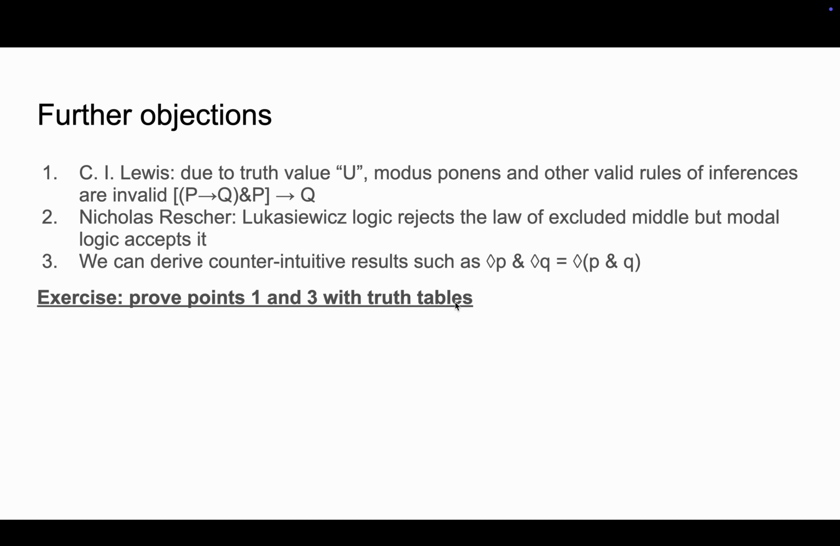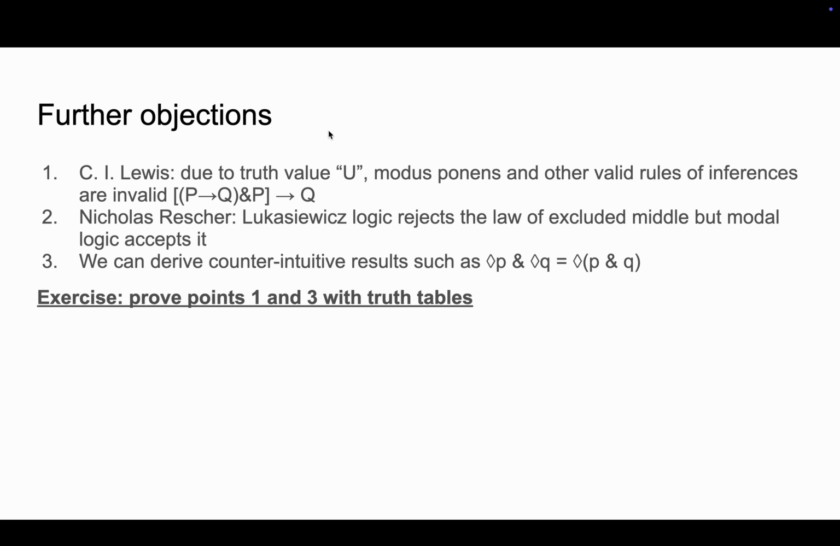Another thing is that you can derive very counterintuitive results, as I've mentioned, as a result of the unknown. Again, the proof is an exercise. I will display the answers after. For this statement, if it is possible that P and it is possible that Q, I can prove that this is equivalent to saying that it is possible that P and Q.